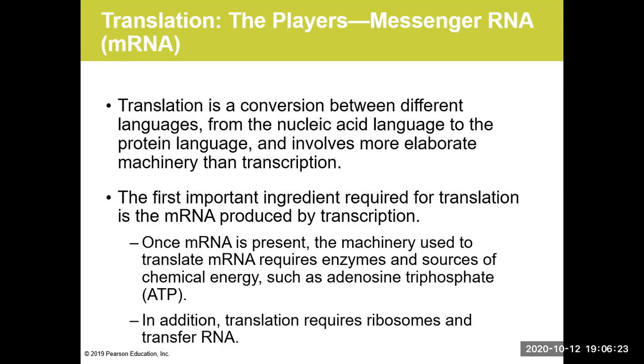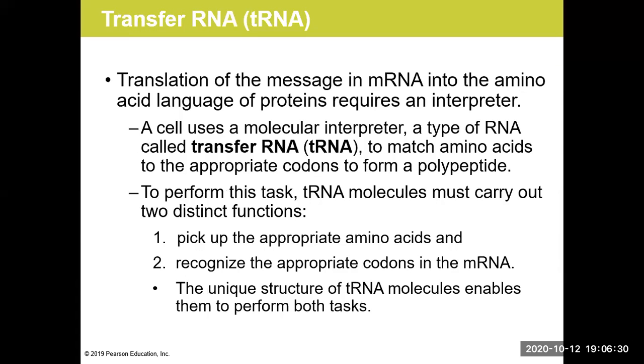another type of RNA called transfer RNA or tRNA, which talks to the protein that it's going to form, which needs the amino acid language. To perform this task, the tRNA molecules must carry two distinct functions. First, they should be able to pick the appropriate amino acids, and second, they should be able to recognize the appropriate codon on the mRNA.